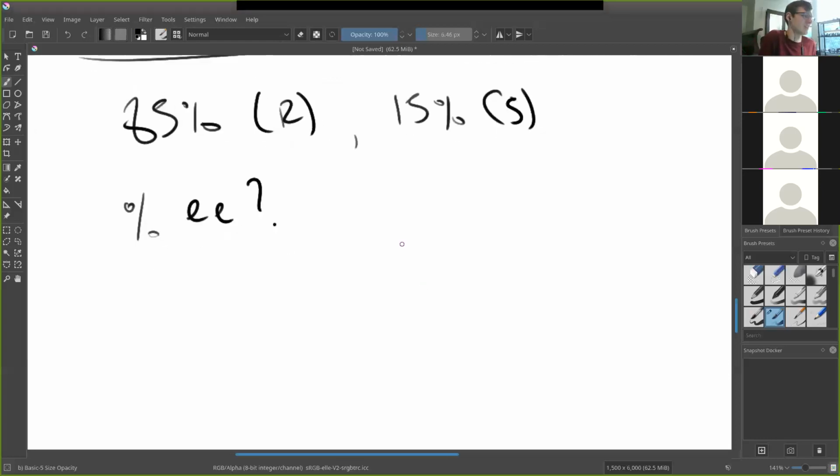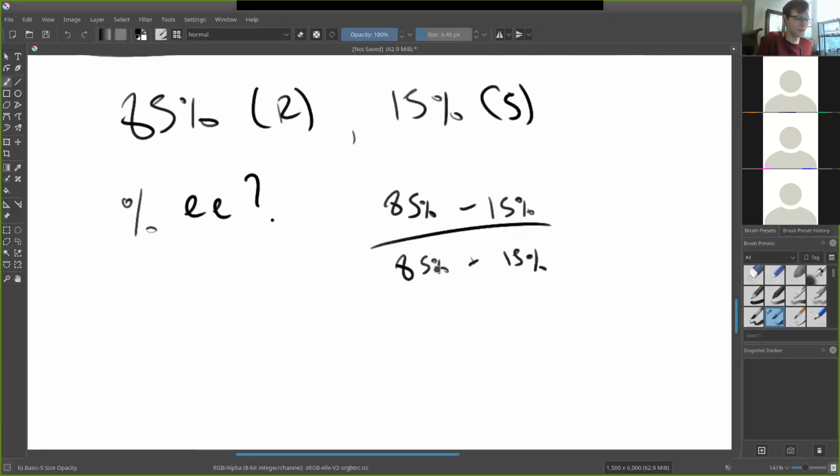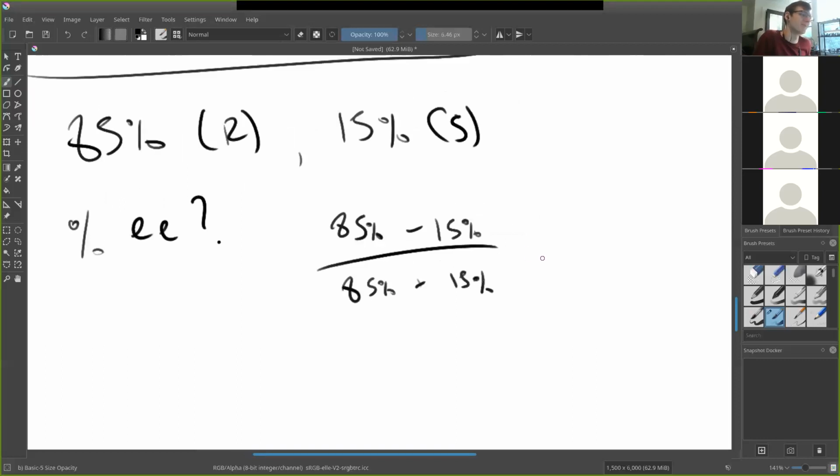Anyway, I had to look this up myself. But what you do is you do 85% minus 15%, and then you divide by the sum of them, right? And so hopefully they should sum up to 100, right? Because hopefully you should have 100% of your reaction. But this is 70%. Okay, that's it.